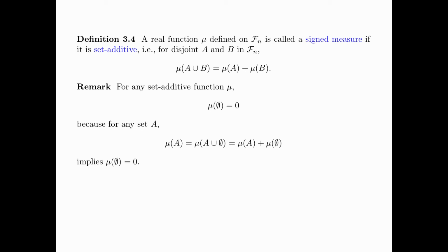For any set additive function mu, it can be shown that mu of the empty set is equal to 0, because for any set A, we have mu A is equal to mu of A union the empty set, which by set additivity is equal to mu A plus mu of the empty set. So now we have mu A equals mu A plus mu of the empty set. After cancelling mu A, we see that mu of the empty set is equal to 0.